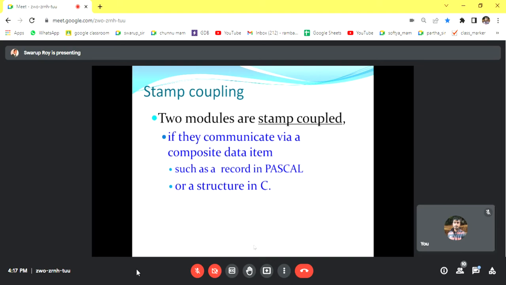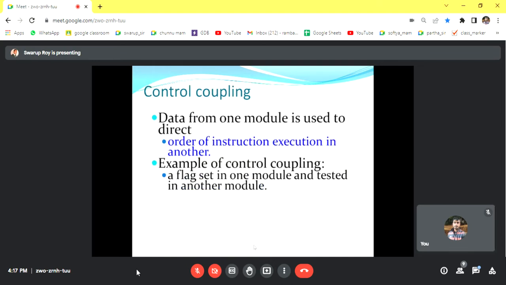If two modules communicate by transferring or accessing the same record or structure, then we call it stamp coupling. The first one is for a single elementary data item, only a single value. Stamp coupling is a collection of data, homogeneous or heterogeneous, like a structure in C or records in other programming languages.